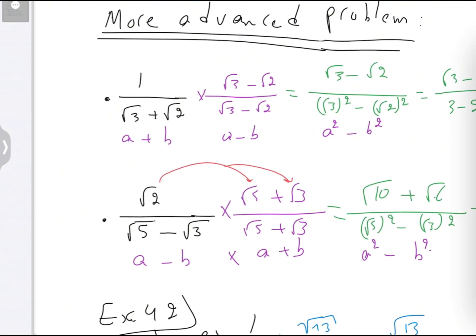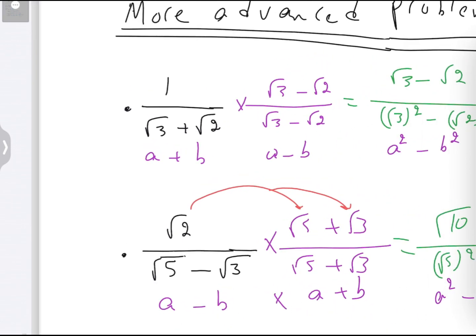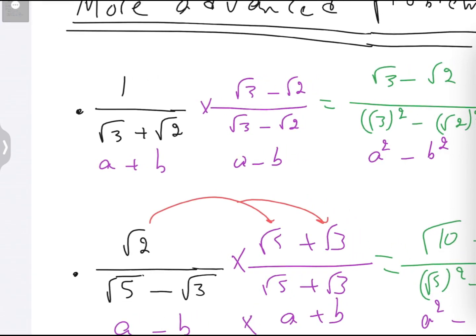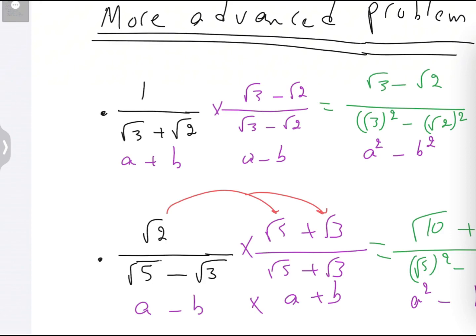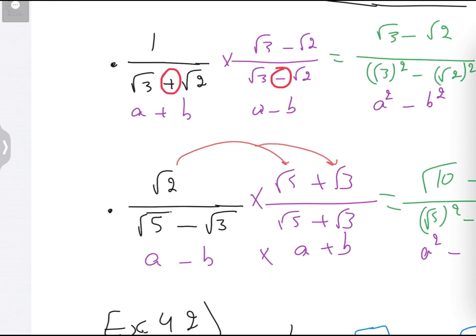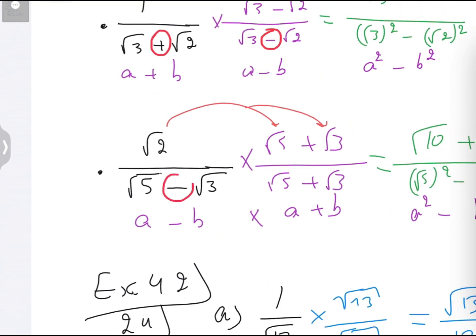Now let's have some advanced problems. Now if we have the denominator that contains 2 terms with plus or minus between them. If we have radical 3 plus radical 2, it's in the form of a plus b. To eliminate the radicals, we have to multiply it by its conjugate. That's radical 3 minus radical 2. If we have plus here, we multiply by the minus. If we have, as I will see in the second example, minus, we multiply by plus.